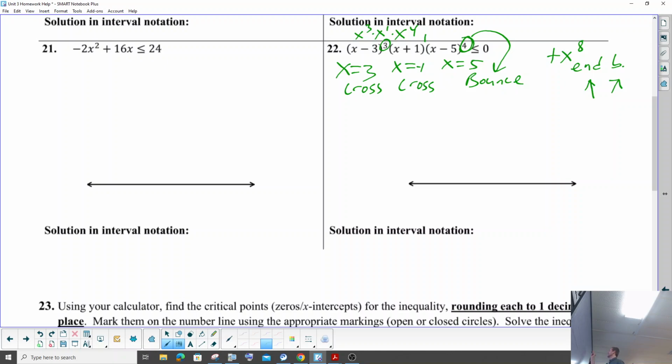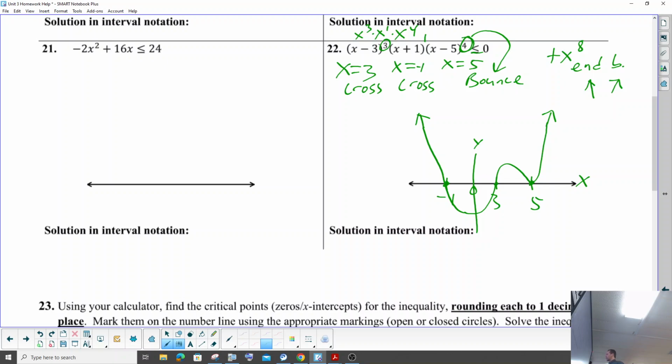There we go. That's equal to, so we do closed holes, equal to closed holes. So that's going to be -1, 3 and 5, all closed holes. So then the end behavior is up, and we're going to cross through at -1, go through the y-intercept, cross through at 3, but then bounce at 5.